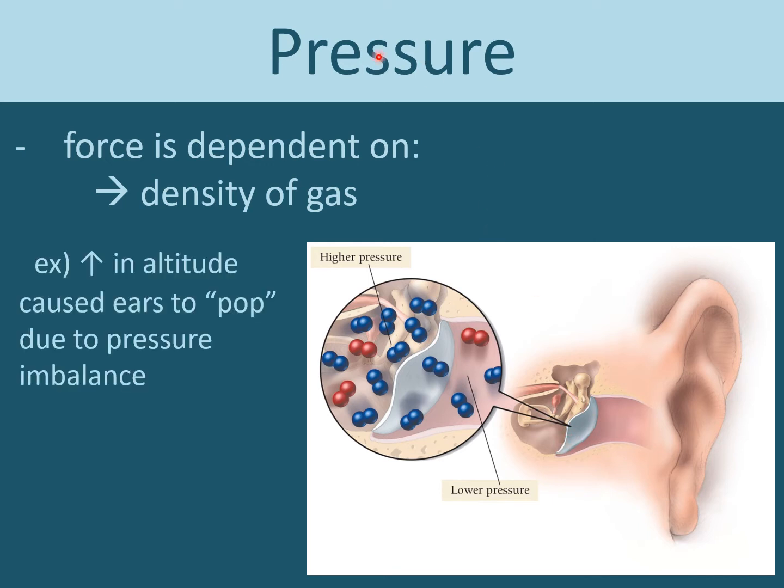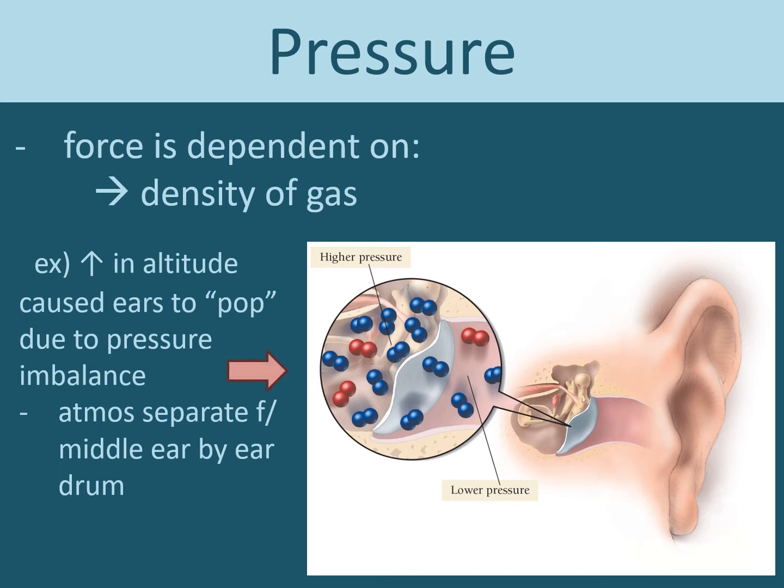When you travel up in altitude, the air pressure around you, outside of your body, decreases. So relatively, the middle ear now has a higher pressure. This puts unequal pressure on the eardrum, pushing it outward. This can be painful and even rupture your eardrum if the pressure isn't equalized.